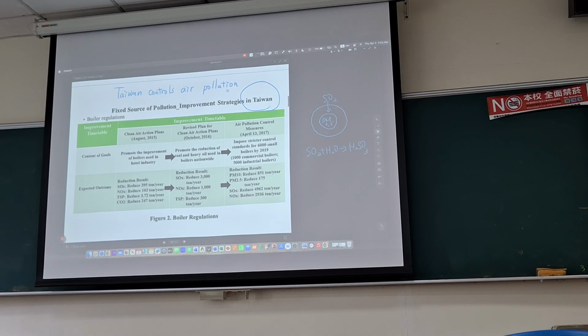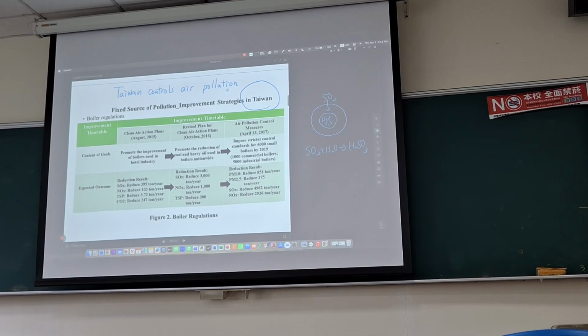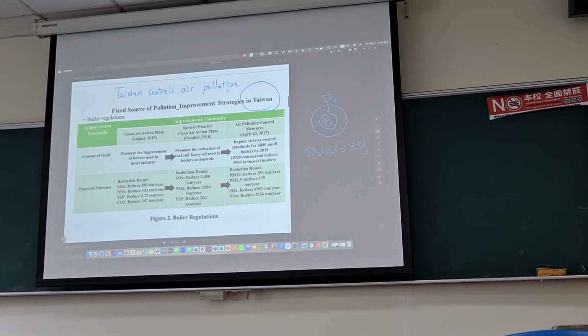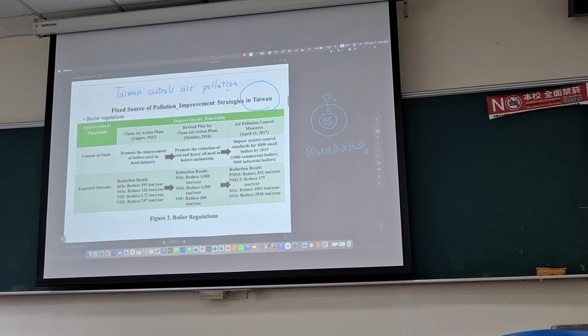Although Taiwan is not a member of the United Nations, we follow the rules set by the United Nations. The reason we are not a member is because of China. We follow the rules as a member of this global village. So we set the regulations and policies to try to control air pollution. For example, like this one.